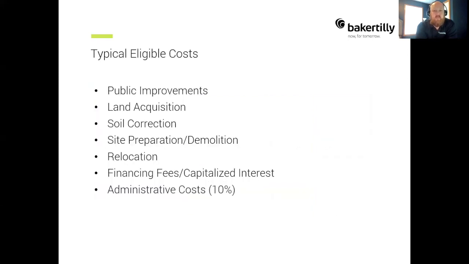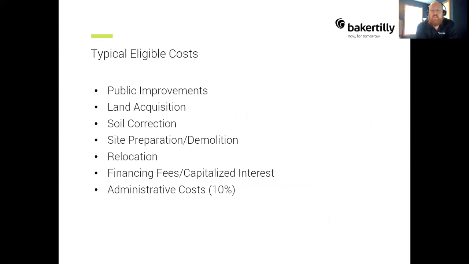So what can we use TIF revenue for? We can use it for eligible costs related to the following categories: public improvements, land acquisition, soil correction, site prep, demolition, relocation, and then as well as interest costs associated with the above, or reimbursing the developer for the above.